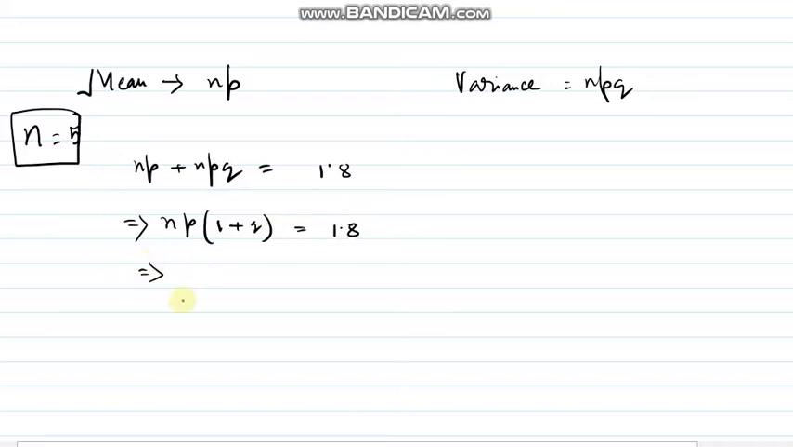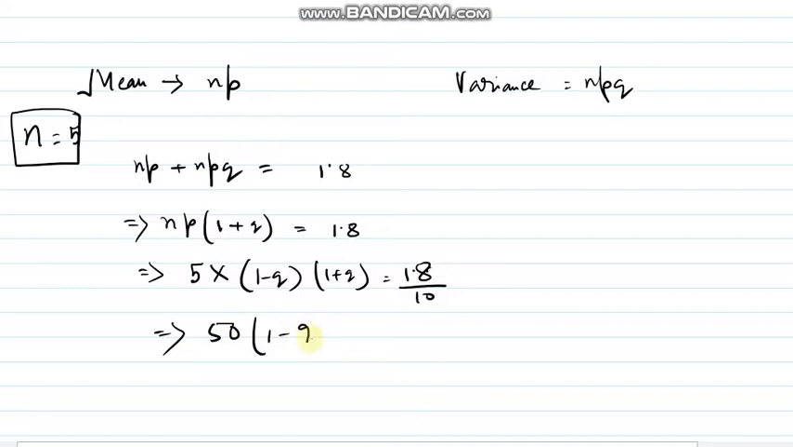What's the value of n? n is 5, right? So it will be 5. And for p, you can substitute, or you can substitute q also. If I substitute p from there, it will be 5 into (1 minus q) into (1 plus q), that is equal to 1.8. I can write 1.8 like this: 5 into (1 minus q square) is equal to 18 divided by 10.